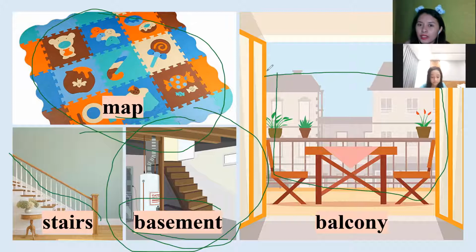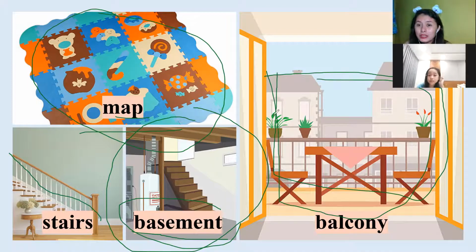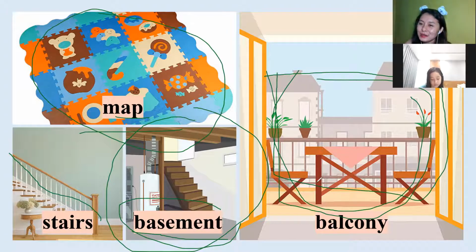So this is where you're gonna relax, and you can see people outside. Do you have something like this at home? That is a balcony. Again, what is that? Balcony. That is a balcony, a basement, stairs, and a mat.